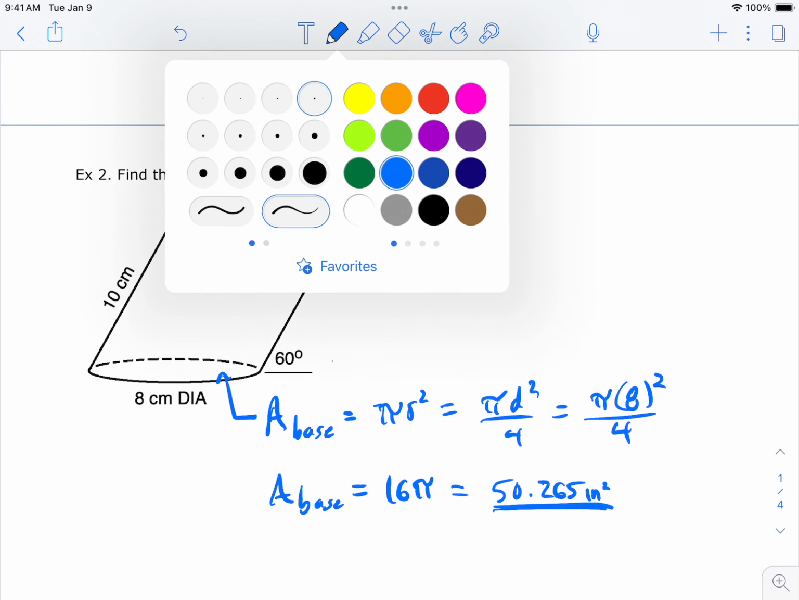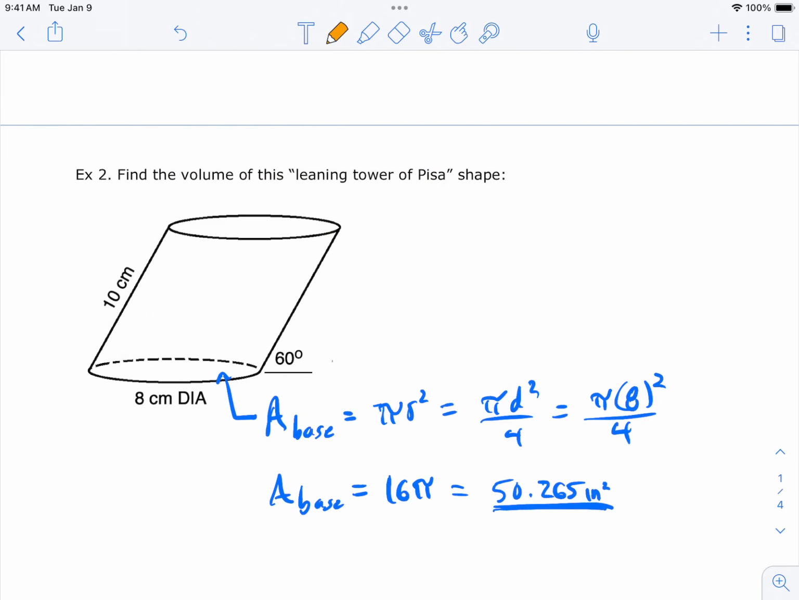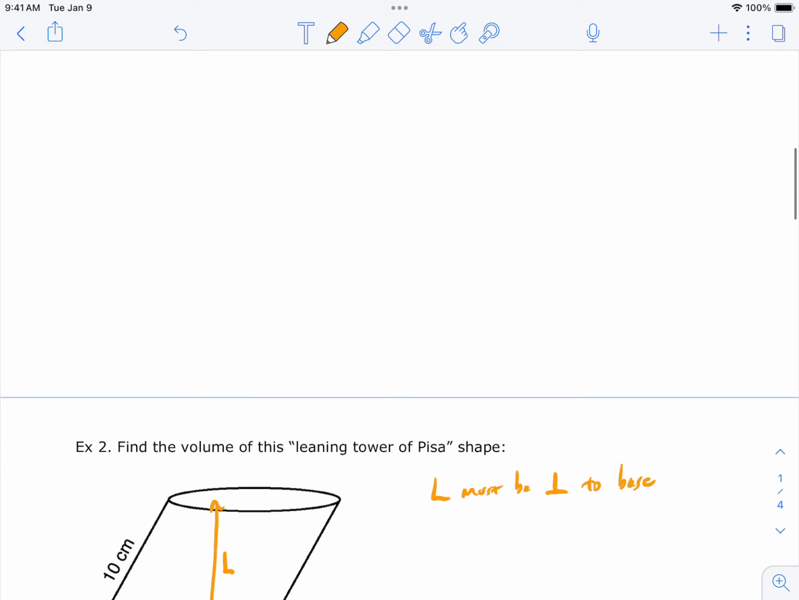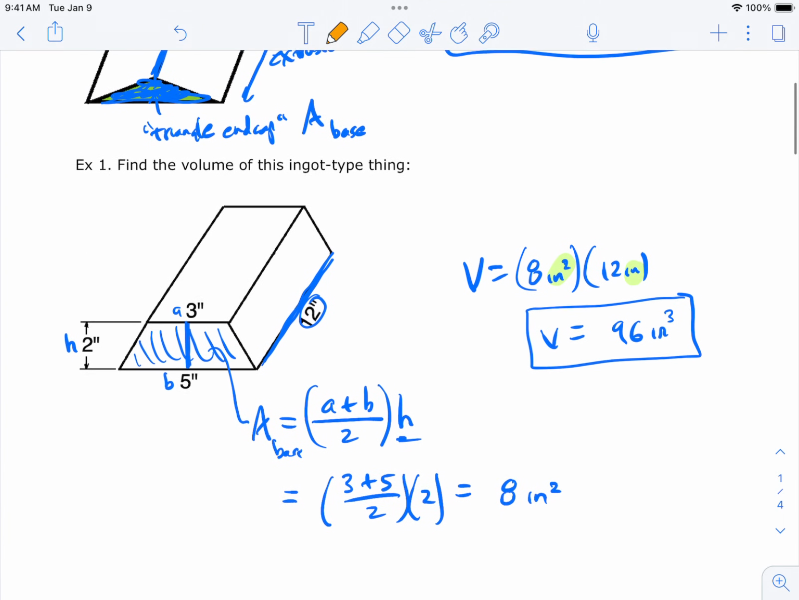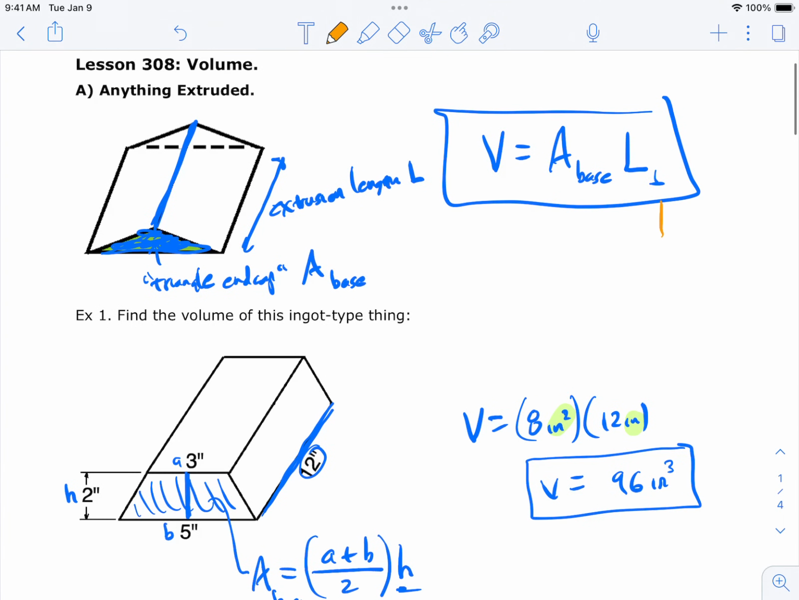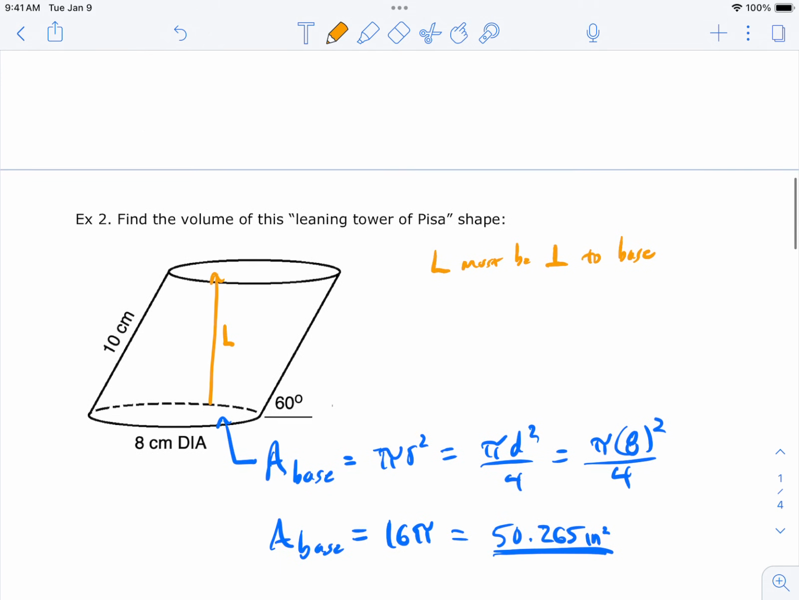Now maybe I'll use a different color to do my extrusion. Now the thing is, you need to have a perpendicular extrusion length. L must be perpendicular to the base. And I'm going to scroll up a second here. Yeah, see that perpendicular thing? It's got to be perpendicular. You need to measure that perpendicular.